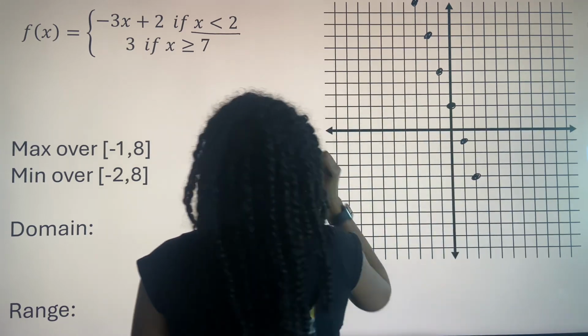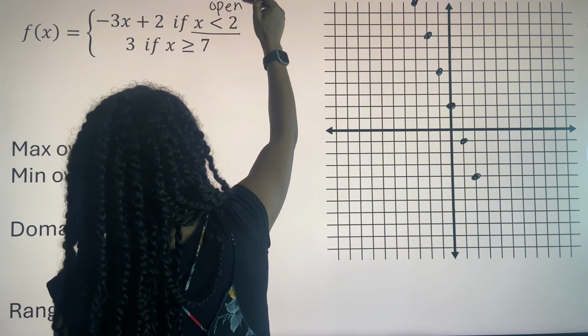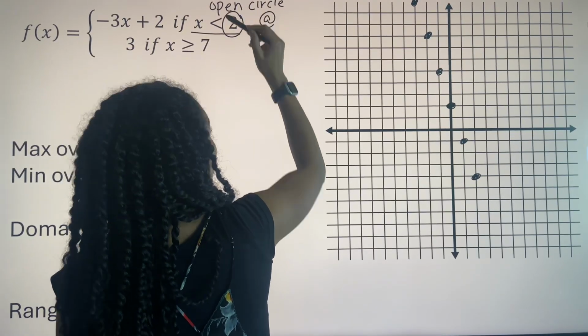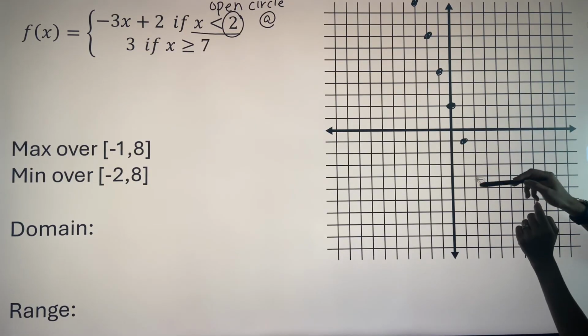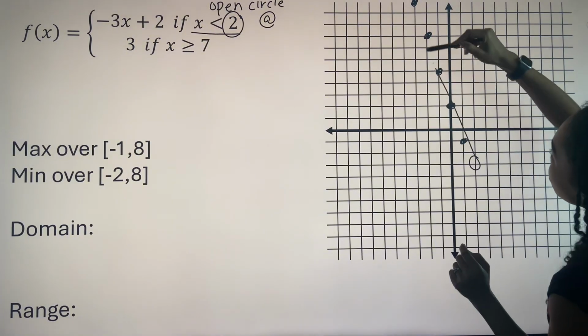Okay, and notice this does not have an equal sign, so it needs to be an open circle at this number 2. So this is the x value. This point has the x value 2. This needs to be an open circle. So now this is your line.